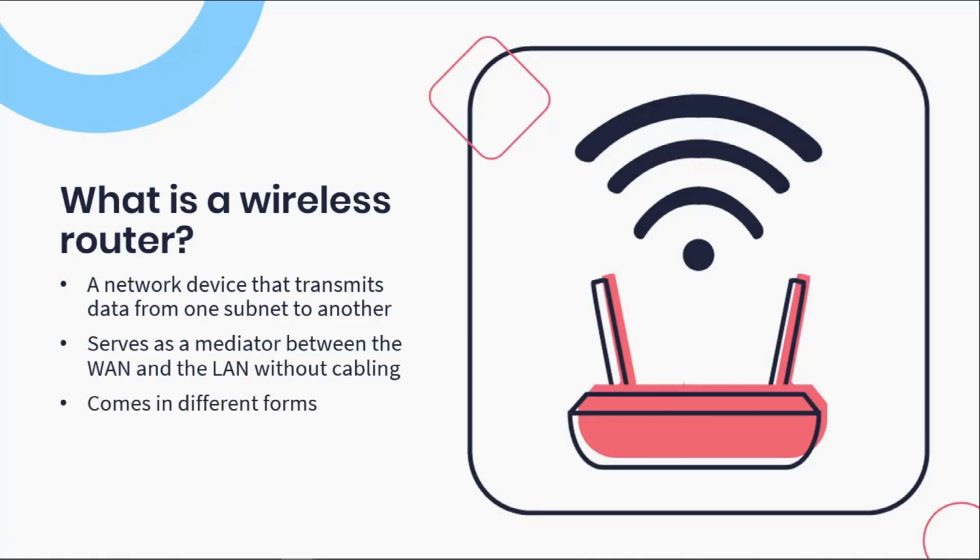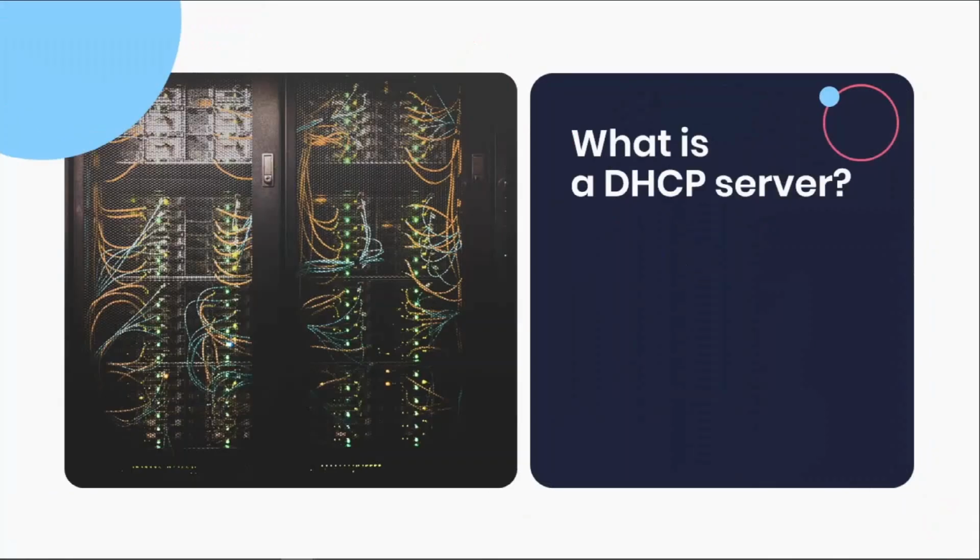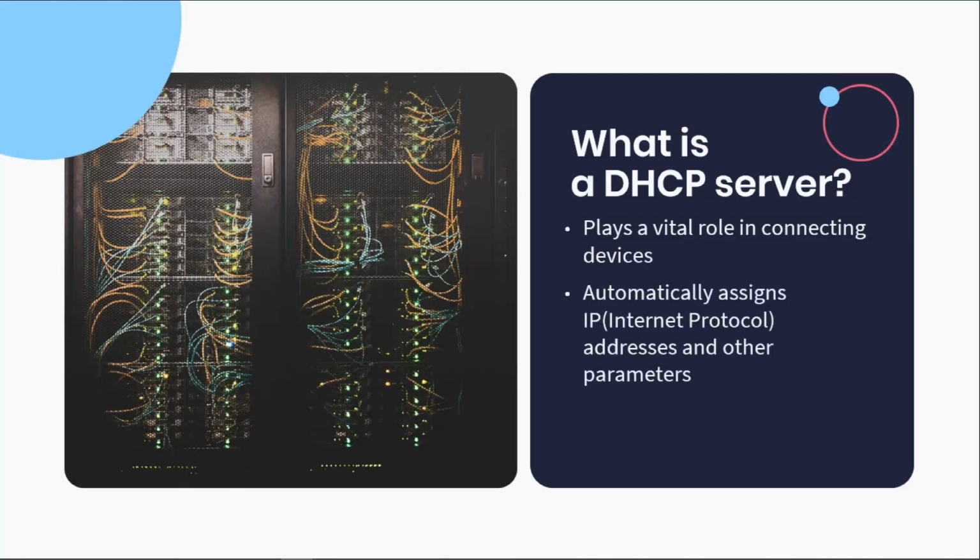So basically, on a wireless network, the devices that are connected can share data and resources wirelessly, simply by assigning IP addresses from a DHCP server on the wireless router. So what is a DHCP server? DHCP stands for Dynamic Host Configuration Protocol. The DHCP server plays a vital role in connecting devices. Once configured, it will automatically assign an IP address, default gateway, which is the point of exit from the LAN to the WAN, and other parameters.